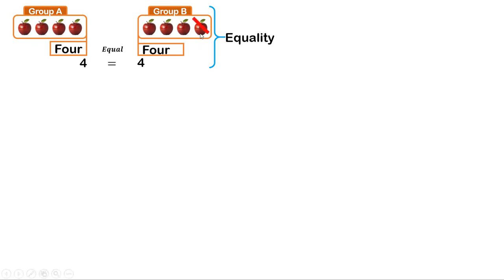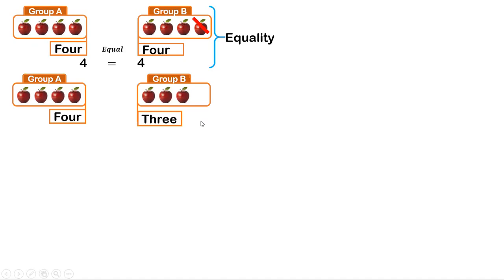All right, now when we take away 1 apple, it means that we are going to remain with 3 apples in group B. And this means that we are going to say not equal to, because in group A we have got 4 apples, and in group B we have got 3 apples. So the number of apples in group A is not equal to the number of apples in group B. Okay, now using symbols, we write it like this. This symbol stands for not equal to.